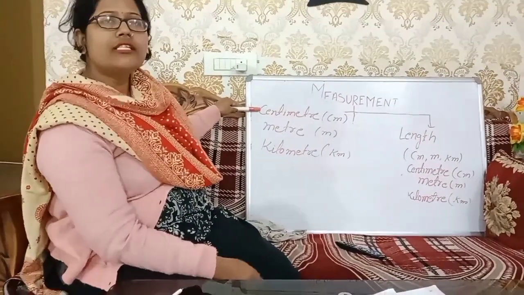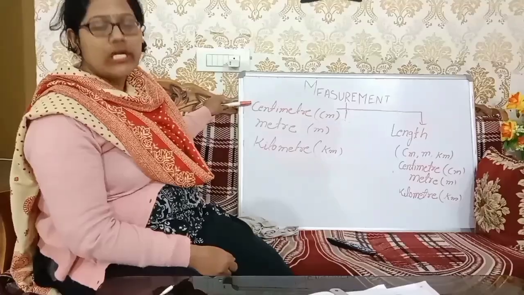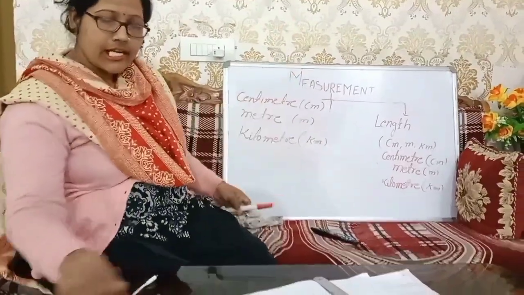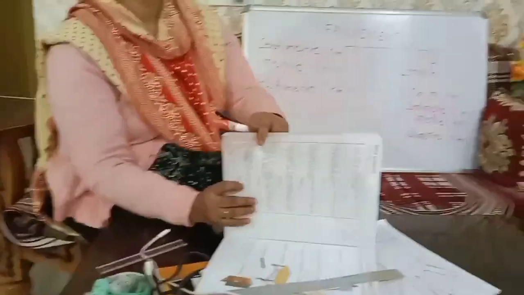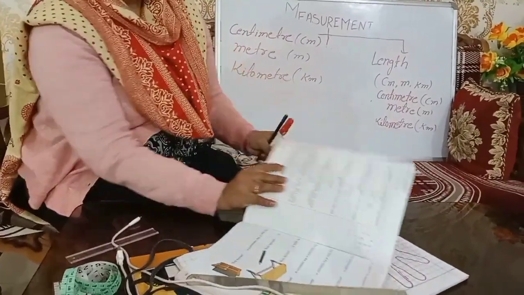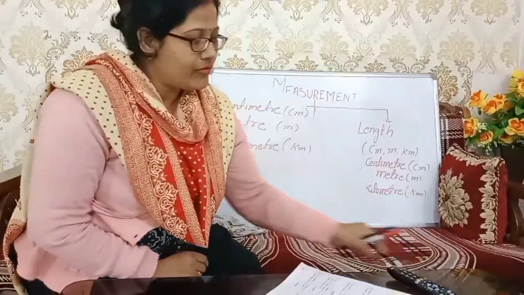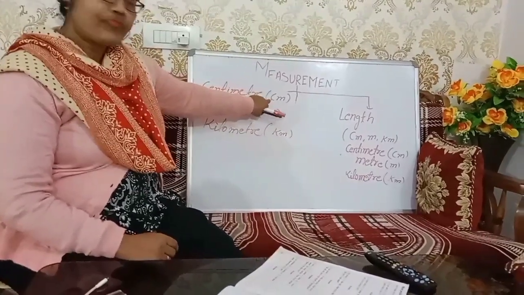Centimeter is the smaller unit which is used to measure small lengths, like the length of this pencil, the length of the pen, the length of your book, and the length of this remote. All these types of lengths we measure with the centimeter.